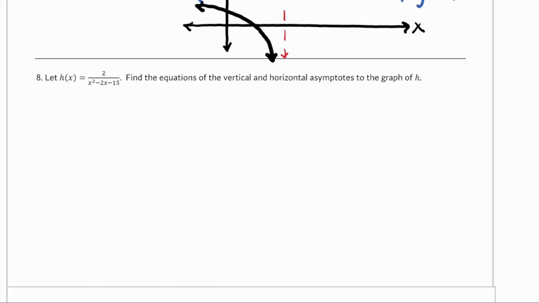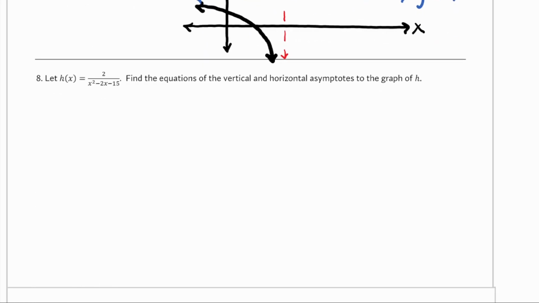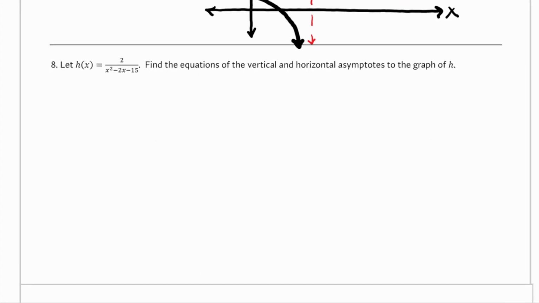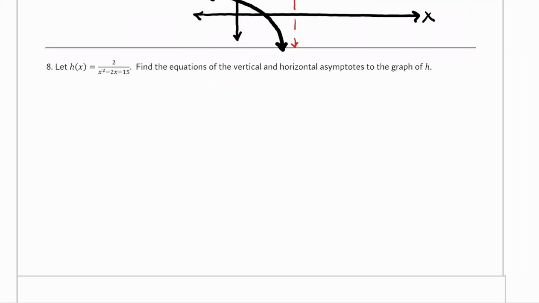All right, number 8. This one: find the equations of the vertical and horizontal asymptotes of the graph of h. The horizontal asymptote for this one is going to be y equals 0. On one hand, you can think about it: 2 over something is not going to equal 0. Or you could say the bigger x gets, the bigger that quadratic gets, because it's a second-degree polynomial with a positive leading coefficient. So the denominator gets bigger and bigger, and dividing by a bigger number goes towards 0. Not going to actually equal 0, though.